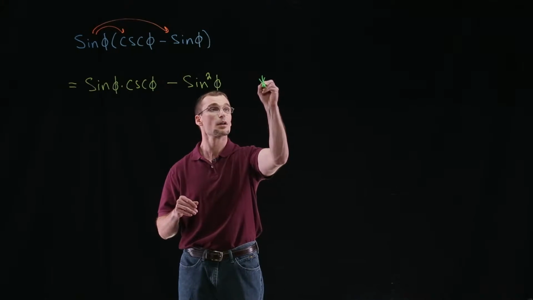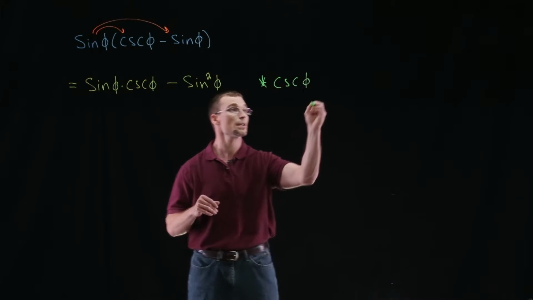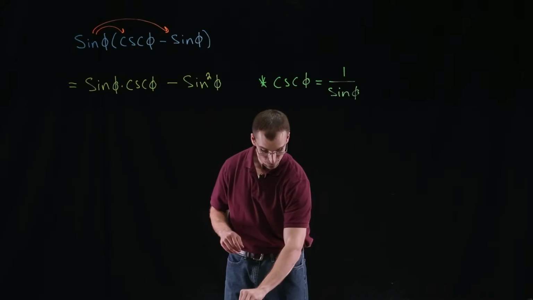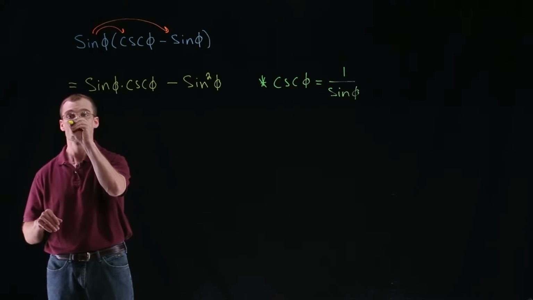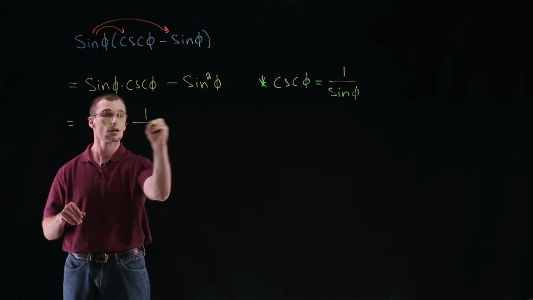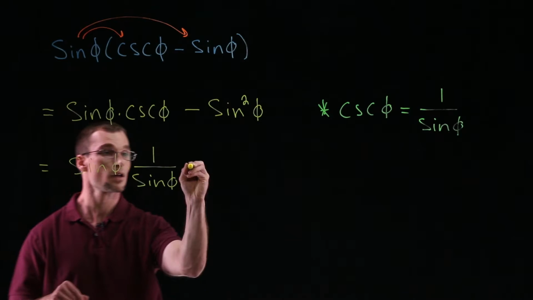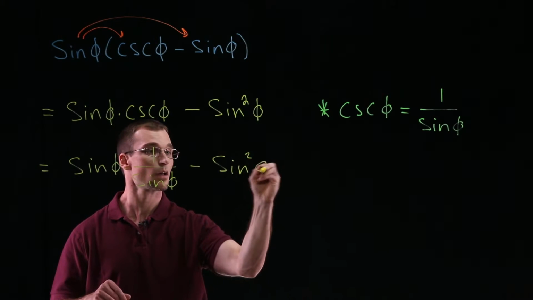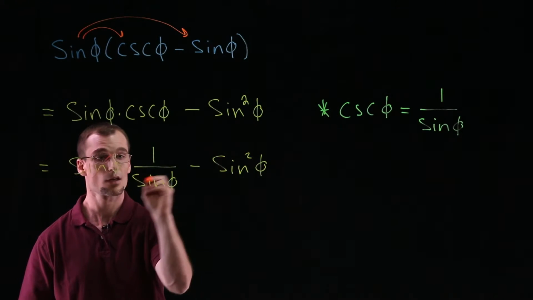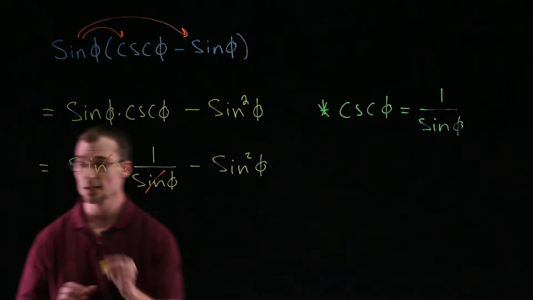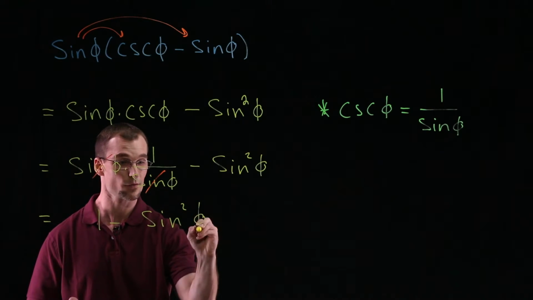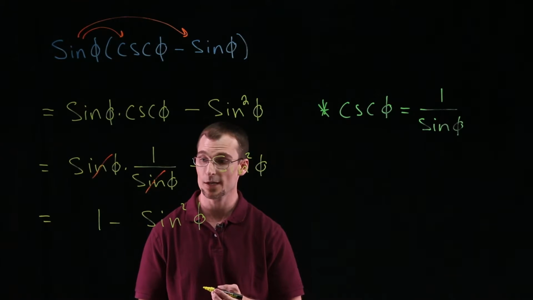So what we have, cosecant phi is equal to 1 over sine phi. Using that and substituting in for cosecant phi, we have sine phi times 1 over sine phi minus sine squared phi. And of course we can see that our sines are going to cancel with one another, and that's going to leave us with 1 minus sine squared phi. And now we'll see where we can go from here.